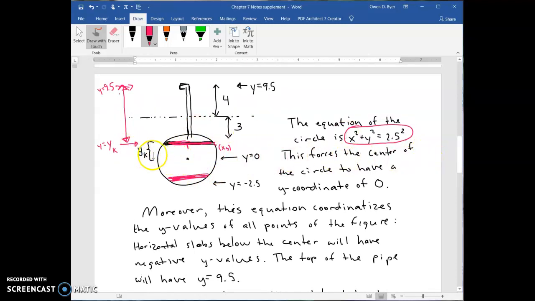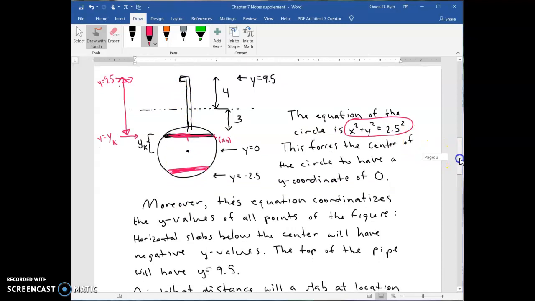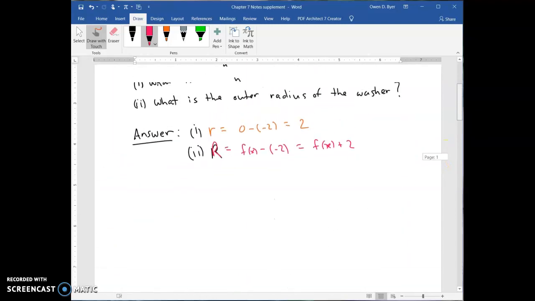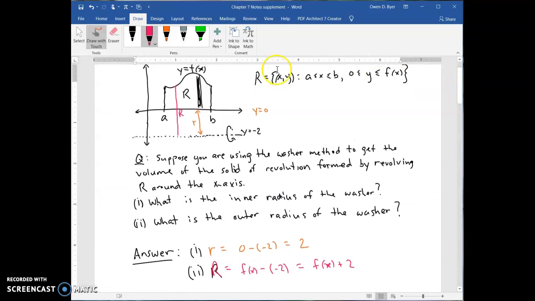And the importance of labeling where 0 is, labeling what y denotes in your figure. And here, y was the coordinate on the number line that ran through the center of the tank face. Okay, so that made it similar to the last problem where we found the distance or radius to be, again, subtracting two y values.